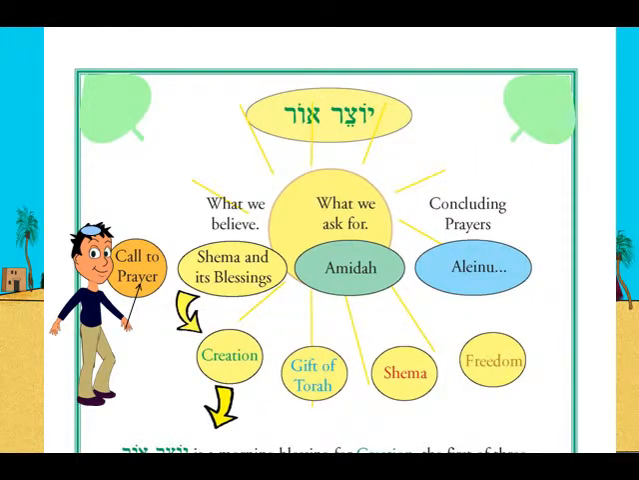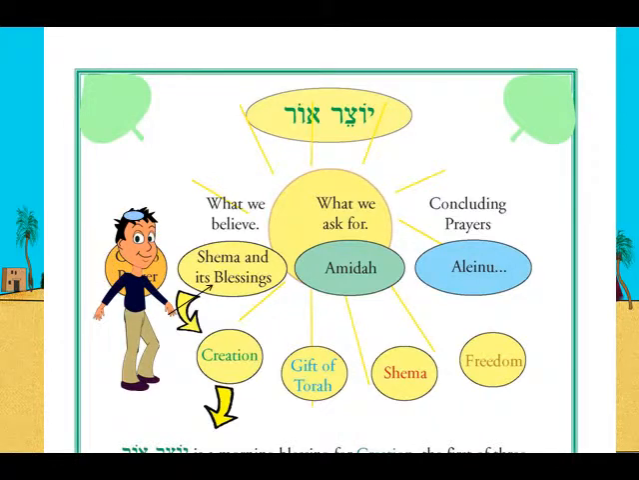The service begins with the call to prayer. The call to prayer, Baruch Hu in this case, brings the community together. The call to prayer is followed by a section of the service called Shema and its blessings. In Shema and its blessings, we talk about what we believe, our principles of faith.